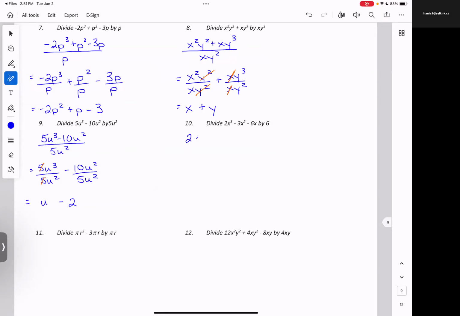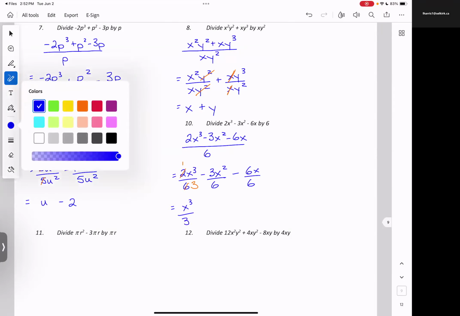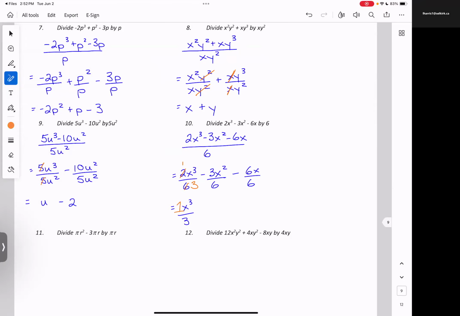Number 10, 2x cubed minus 3x squared minus 6x is all getting divided by 6. So let's split up that denominator into each term on top. And then we can reduce down the numbers of that first term because I could divide them both by 2 to end up with 1/3. So I get 1/3 x cubed, which we can just write as x cubed over 3. If you want, you could put that 1 out front. There's nothing wrong with that, but we don't need to.